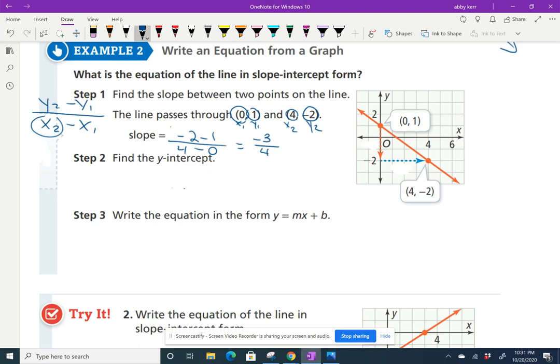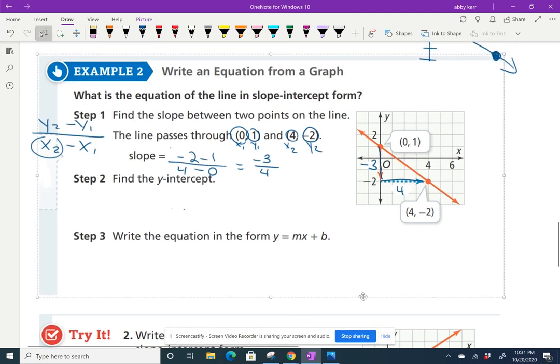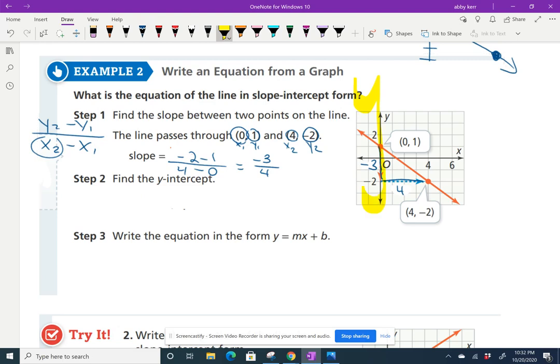So you can also check that in the graph. If I went down 1 level, 2 levels, 3 levels, that's going down 3. And then I could go right 4. The next thing that you do is find the y-intercept. And remember, the y-intercept is where the graph crosses the y-axis. So in this point, they already told you it's 0, 1. You could just say the y value, that's okay.